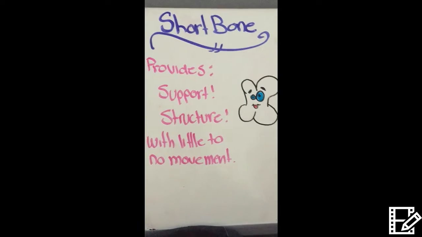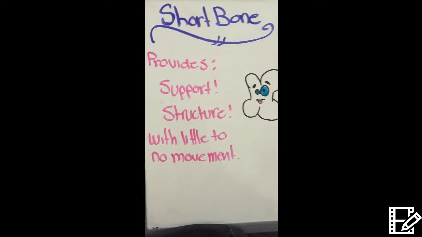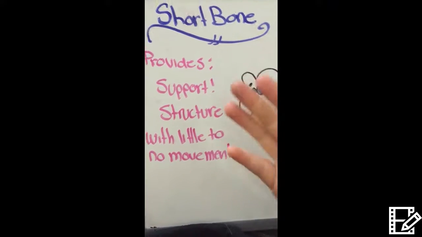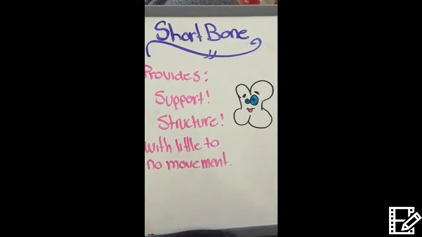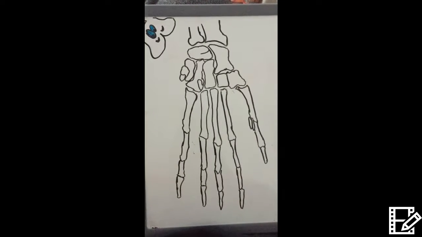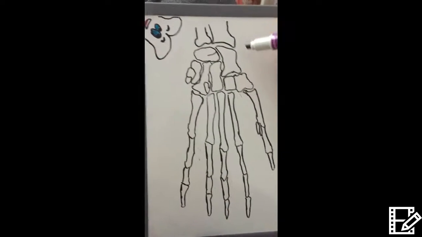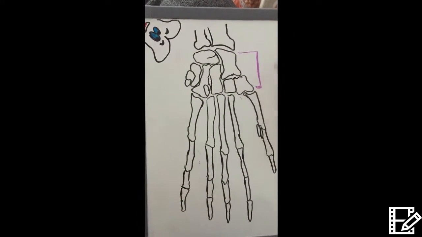So now we're into the short bone. And the short bone has a few major functions, which is to provide support and structure. And it does this with little to no movement in the body. So here's a very crude diagram of your hand, just to show you where your carpals are. So they are actually right here.